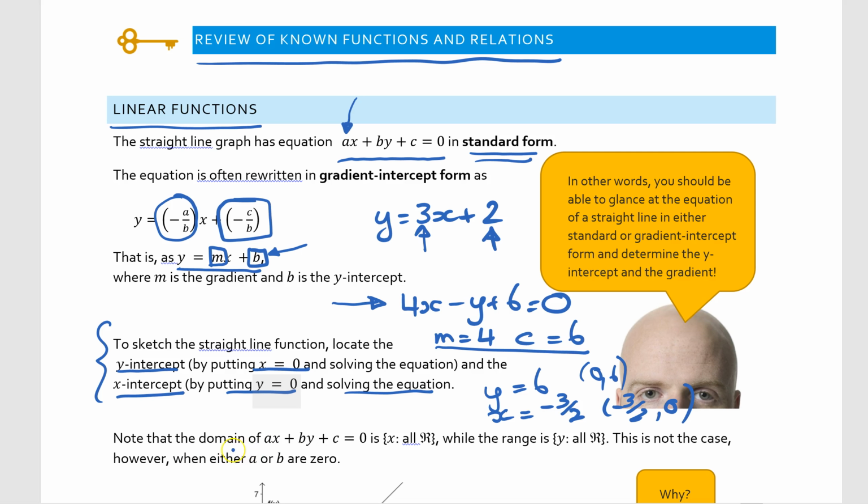In terms of what we've looked at yesterday, or today, the domain of the straight line is all real x. This is just it written with a fancy R. The range is all real y. However, if a or b are 0, so that's the coefficient of the x or the coefficient of the y, we have some special cases.